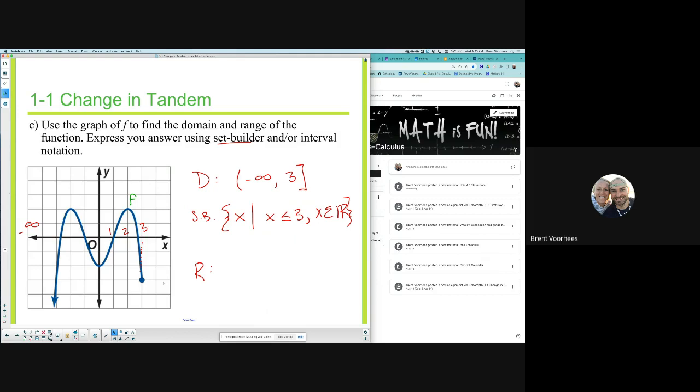And since this arrow means go on forever, when I smash it all together, it would go forever to the left. But to the right, it would not go forever. Where would it have stopped at? 3. Okay, so now we need to do range. Can you help? We don't smash to the x-axis. Now where do we smash?